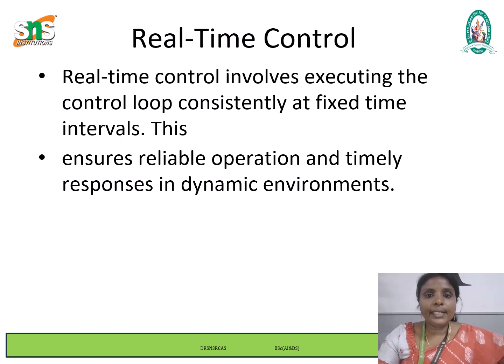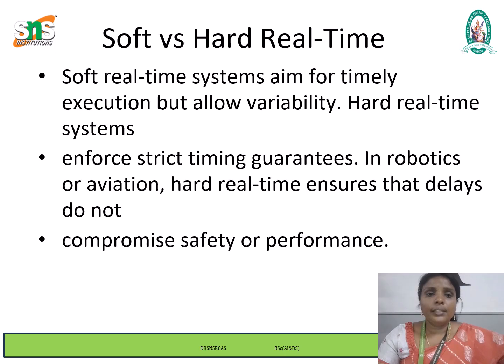Next, we see real-time control. Real-time control involves executing the control loop consistently at fixed time intervals, for reliable operation and timely responses in dynamic environments. What are soft real-time and hard real-time, and what are the differences? Soft real-time systems aim for timely execution but allow variability. Hard real-time systems enforce strict timing guarantees. In robotics or aviation, hard real-time ensures that delays do not compromise safety or performance.